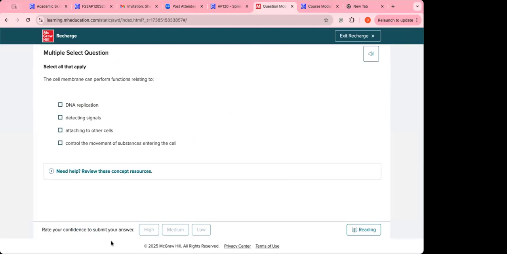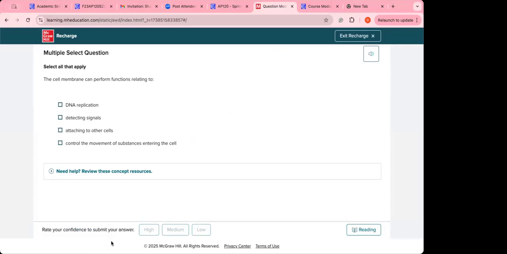Okay. The cell membrane. There might be more than one answer. The cell membrane can perform functions related to DNA replication, detecting signals, attaching to other cells, or controlling the movement of substances entering the cell.